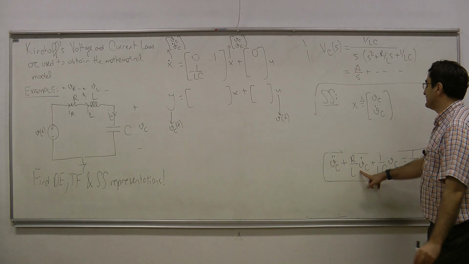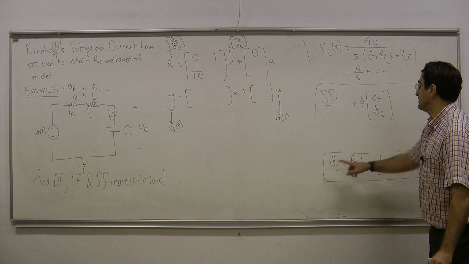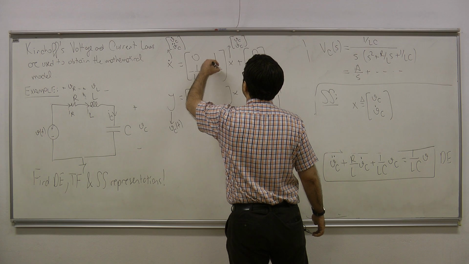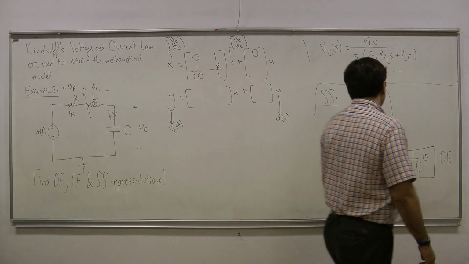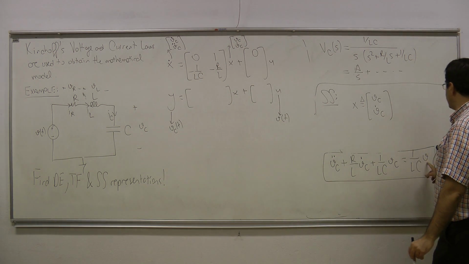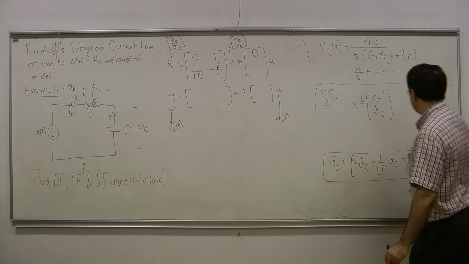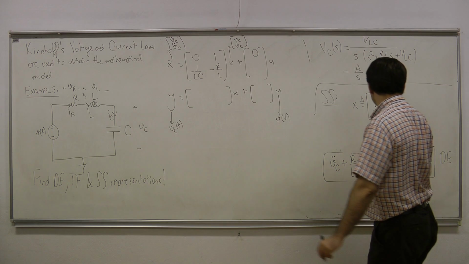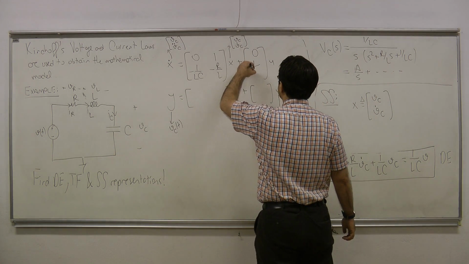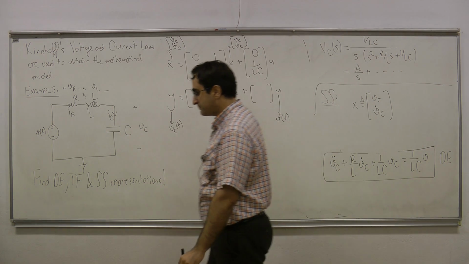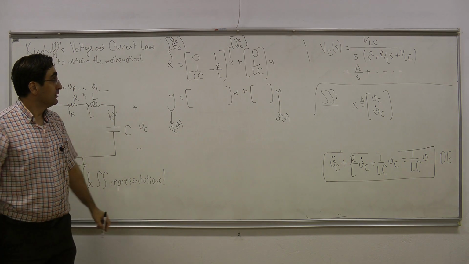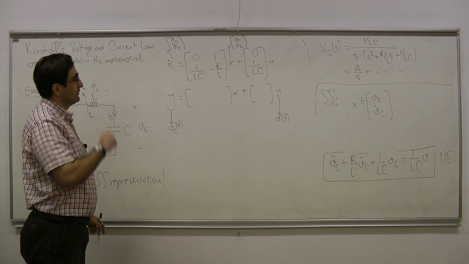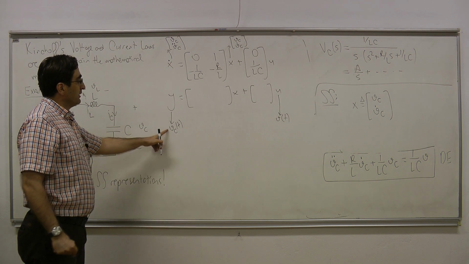Coefficient of Vc dot, expressing Vc double dot, is going to be minus R over L. And finally, the coefficient of the input V, expressing Vc double dot, is going to be plus 1 over LC. All right? And this completes the A and B matrices. Let us look at C.